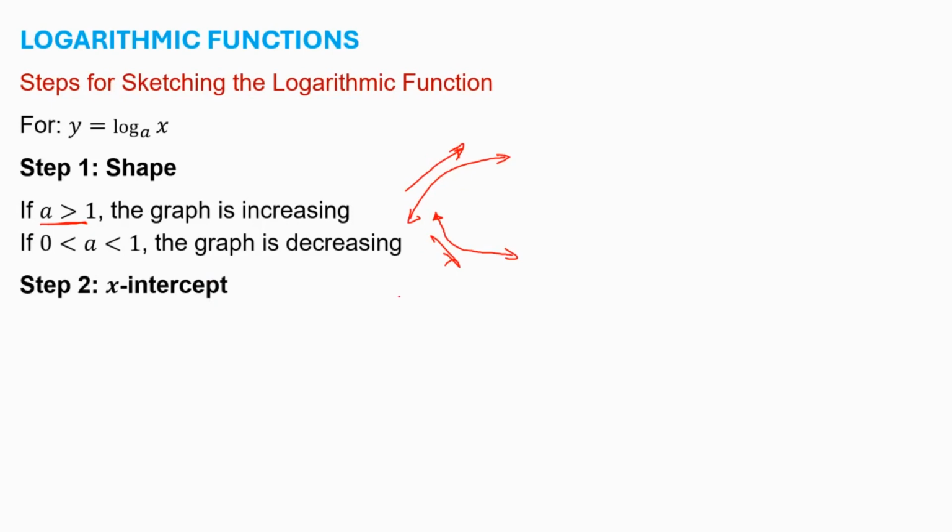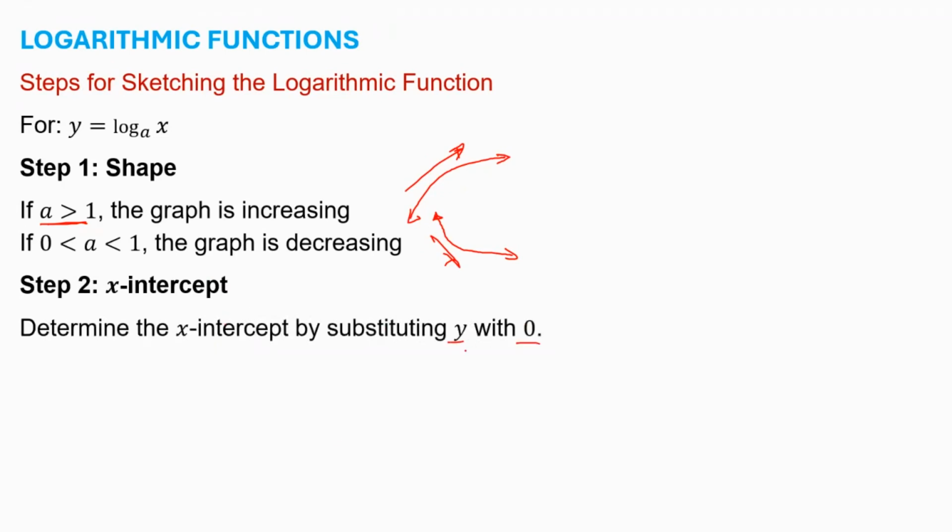Then the next step is to find the x-intercept. We know it is very easy to find the x-intercept. You just substitute y with 0 to get the x-intercept. And then you can find any other point. But with the shape, the x-intercept, and any other point on the graph, you can easily sketch your graph.